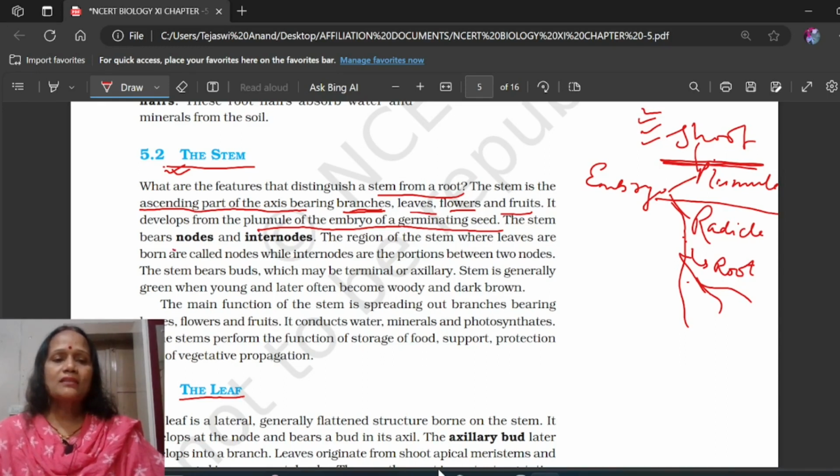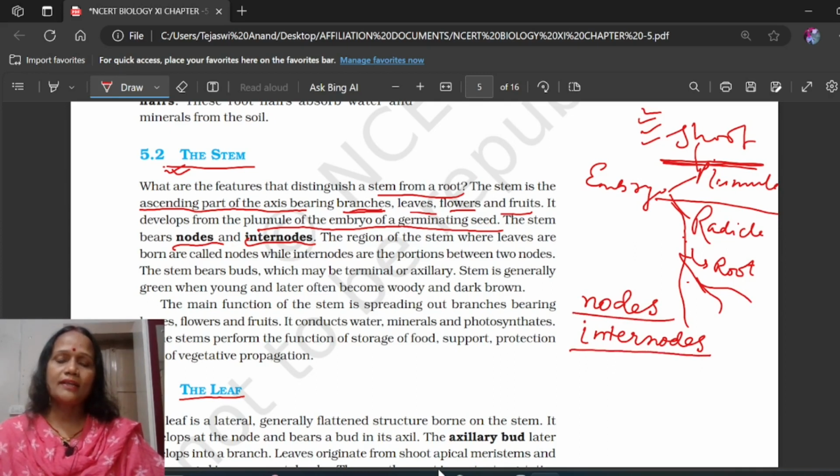So the next new words, which I had also discussed yesterday when I was teaching you the typical plant of mustard, are nodes and internodes. The main characteristic feature of a stem is the presence of nodes, and another one is internodes. So you can understand what are nodes and what are internodes.